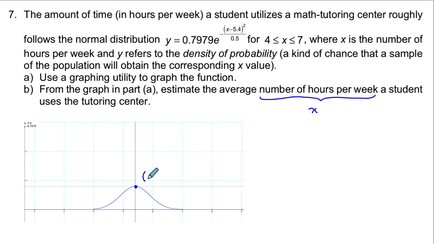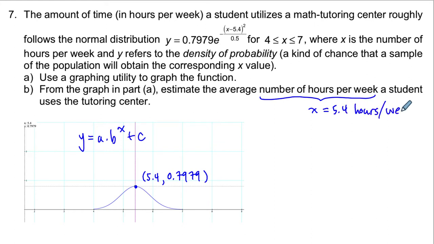Now, in a statistics class, we would be understanding the different parameters and the different values of the equation in a little bit more detail, and in fact maybe even coming up with this equation. But for now we just wanted to see another example of an exponential function, even if we're not going to do the same depth of analysis that we did for the y equals a times b to the x plus c exponential growth or decay. We just wanted to see another example of it. And so estimating the average number of hours per week, x is 5.4 hours per week for the average number of hours that a student uses the tutoring center.